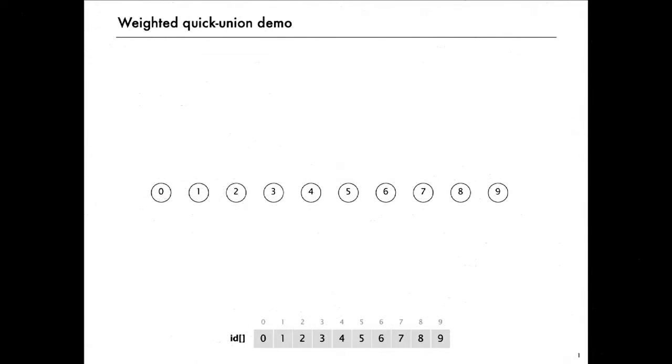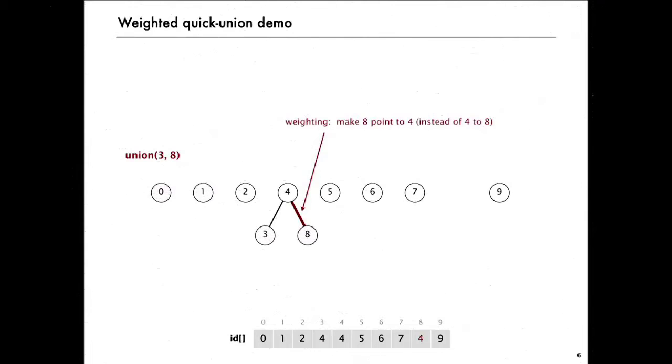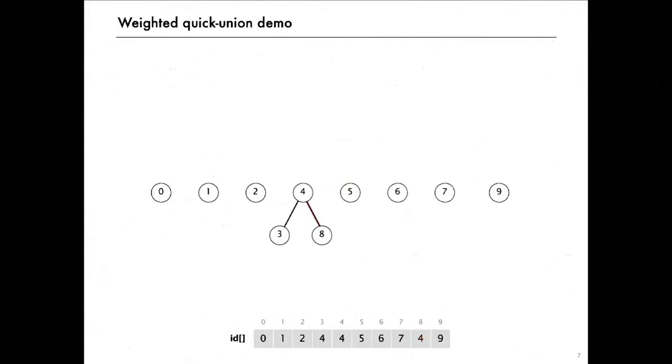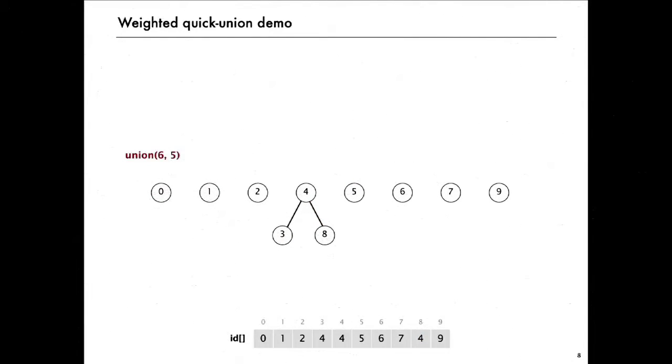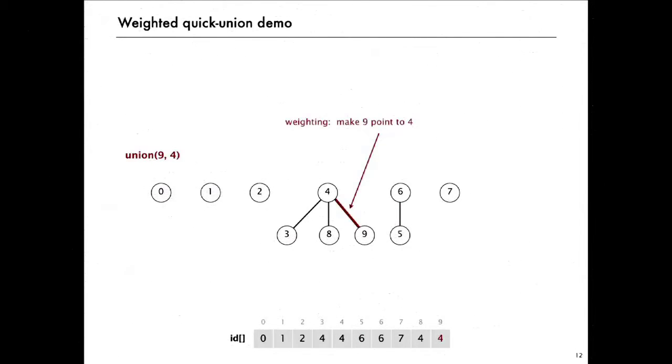Okay, so again, we start out in our normal starting position where everybody's in their own tree. When there's only two items to link, it works the same way as before. But now when we have 8 to merge with 4 and 3, we put the 8 as the child, no matter which order the arguments came, because it's the smaller tree. So 6 and 5, it doesn't matter, whichever one goes down doesn't matter. 9 and 4. So now 9's the small one, 4's the big one, so 9's going to be the one that goes down below.